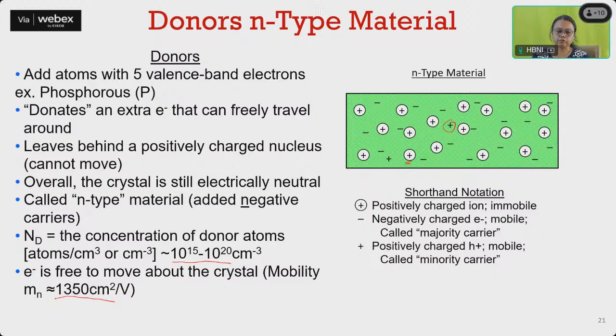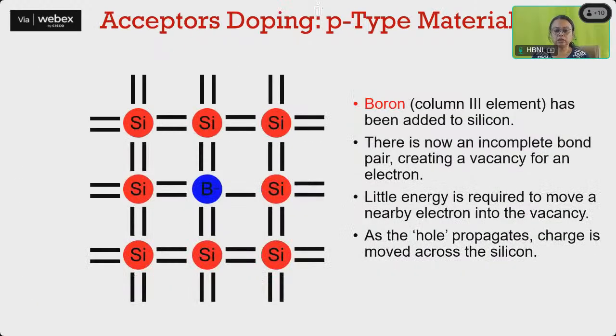But this is a fifth group element. Now we can also use a third group element like boron, which has 3 electrons in its outer shell. So what is happening? It has only 3, so 3 bonds are there because of boron, and the fourth position, from this silicon, is empty. There is nothing here.